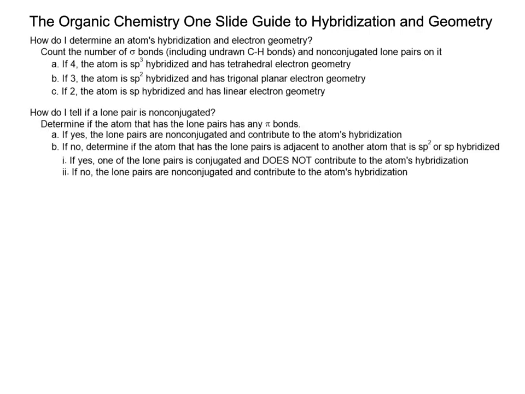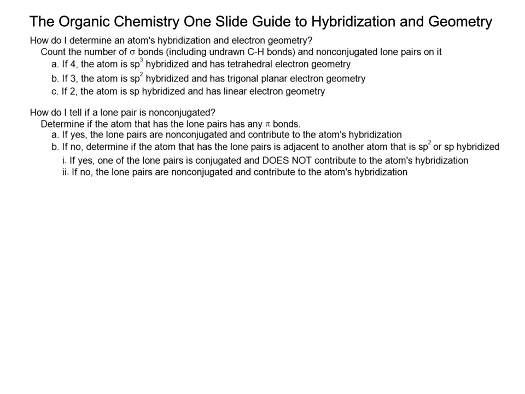Now in organic chemistry, we learn about conjugated versus non-conjugated lone pairs, and this is something that's not discussed in general chemistry. And this is important because it affects both the geometry and the hybridization. So how do we tell if a lone pair is non-conjugated?